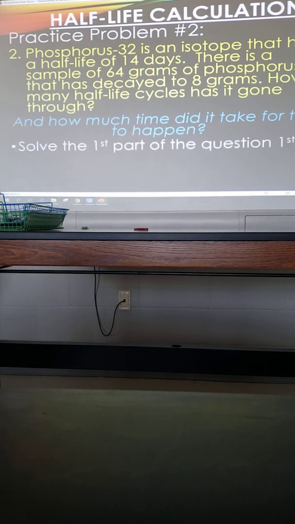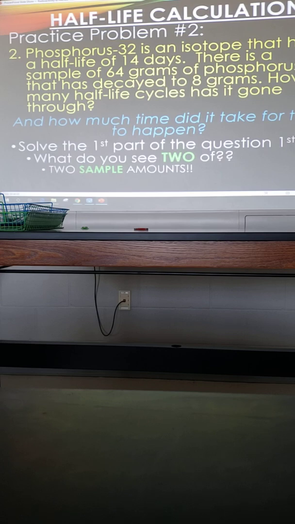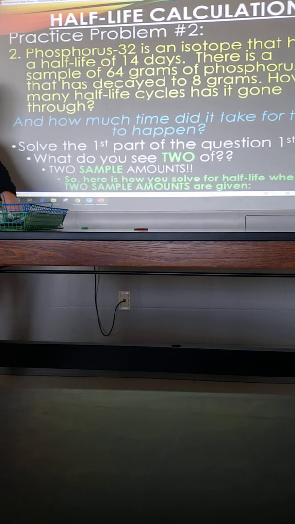So the first thing you have to ask, well, first of all, we're gonna solve part 1. What do you see 2 of? Do you see 2 times or do you see 2 sample amounts? Caden, what do you see? Sample amounts. Yeah, 2 samples, good. I see 2 sample amounts. I see a 64 gram and I see an 8 gram. So that means we're going to have to set it up this way.